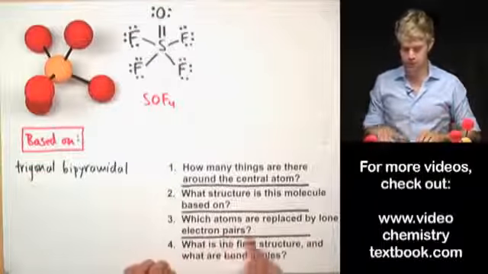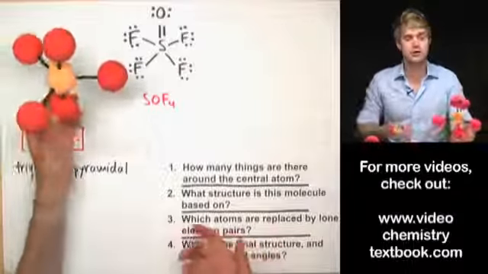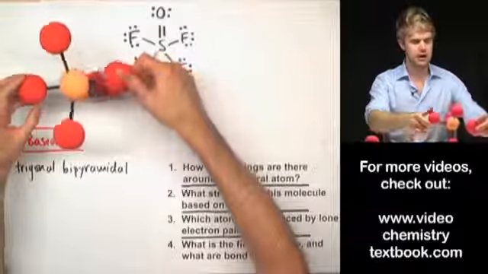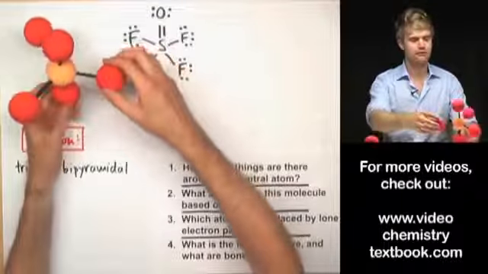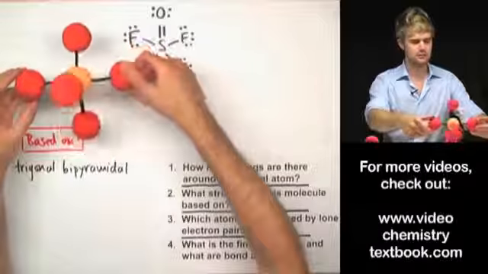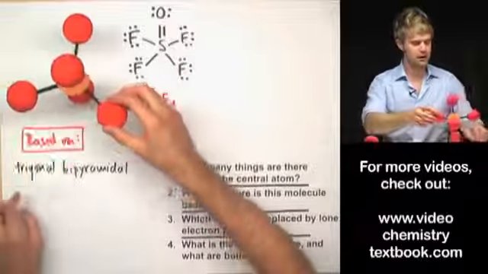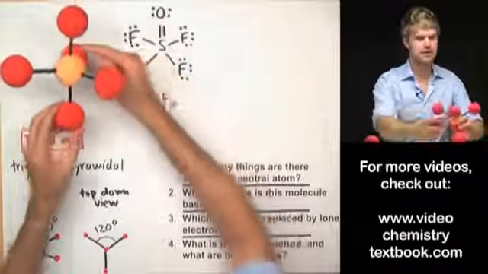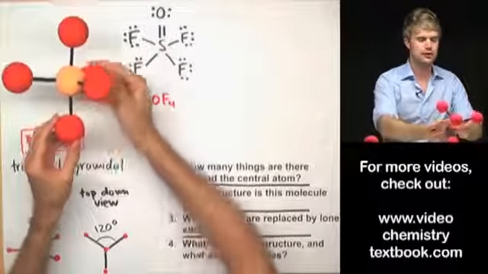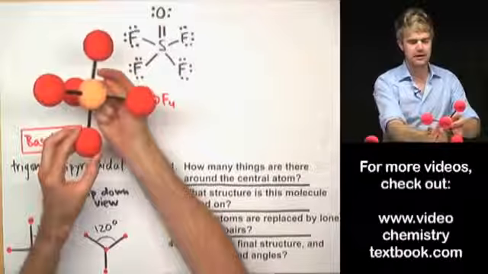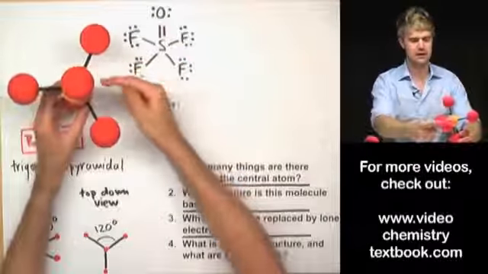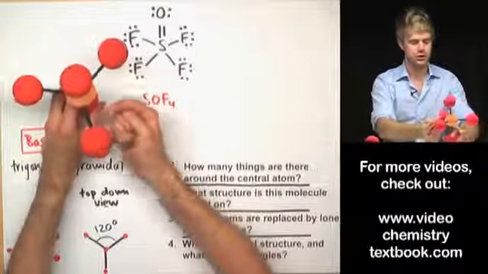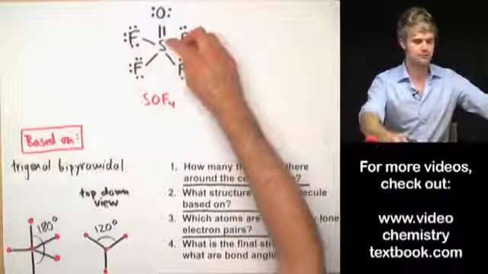Now, which atoms are going to be replaced by lone electron pairs? None of them, because there are no lone electron pairs in this Lewis structure. So that means that our SOF4 is going to just look like this. It's going to be a full-on regular trigonal bipyramidal molecule where these are 180 between these two bonds. These are 90 degrees between these two bonds, and from the top down, each one of these bonds has a 120 degree angle between it. Trigonal bipyramidal for 5 atoms around a central atom.